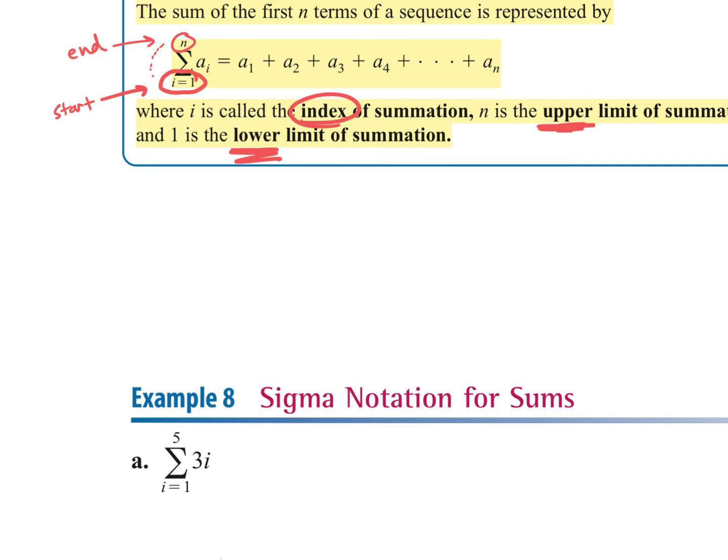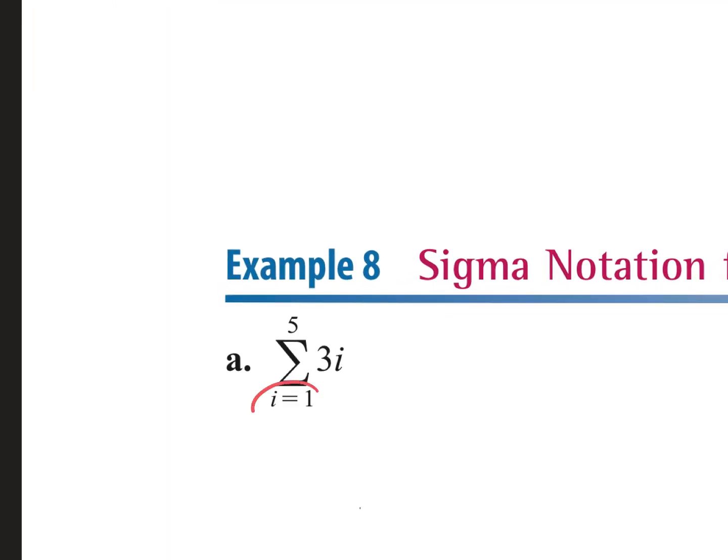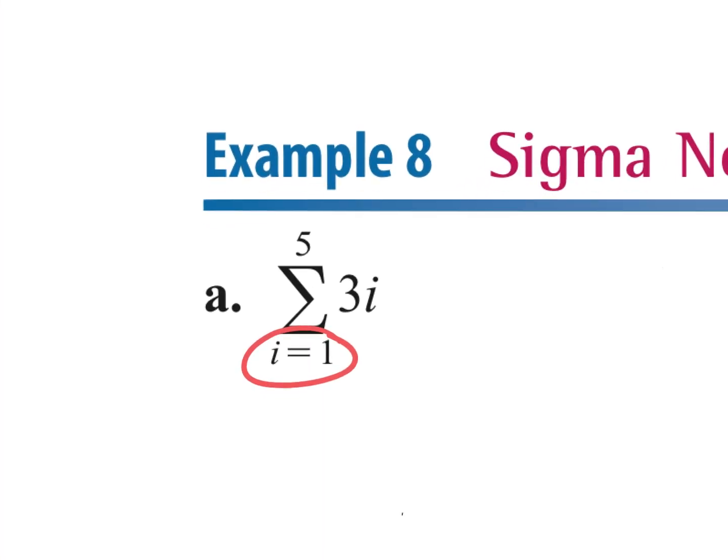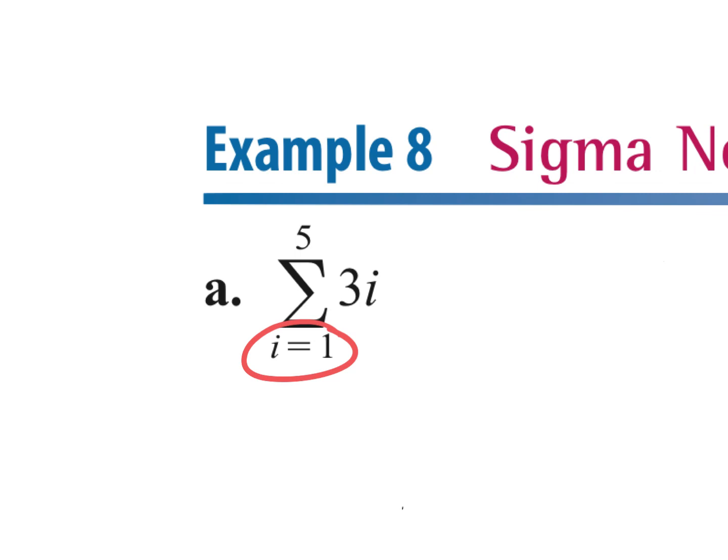So looking at example A, what number do I start with? 1. So I start here. The i equals just tells you what to start with. It'll always be like i or k or j, and it'll tell you what to plug in here. It could also be n, but it'll always tell you what to plug into the equation. So I'm starting with 1. What number do I end with? 5. And then I have to find everything in between. So I find 1, I find 2, 3, 4, and 5.